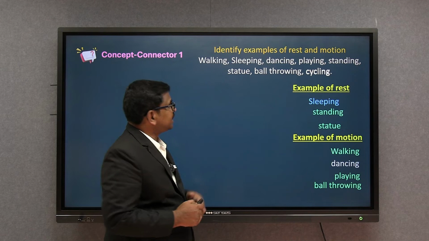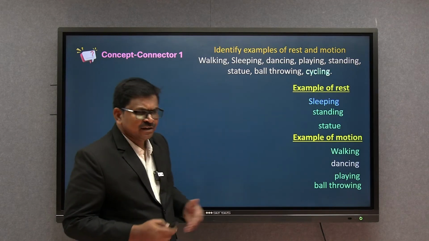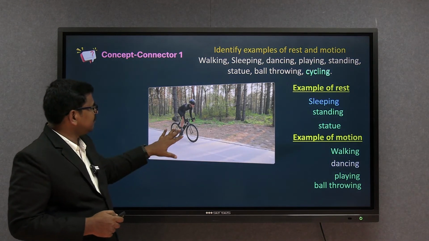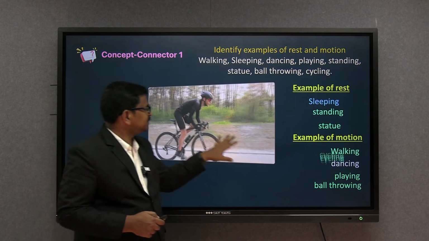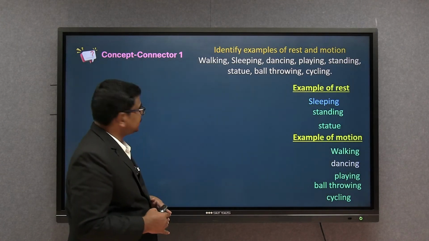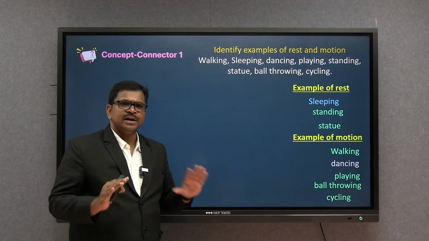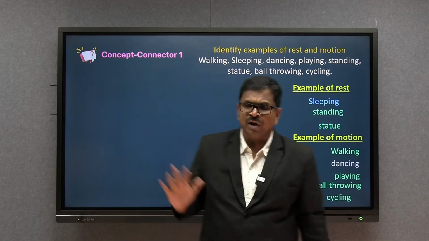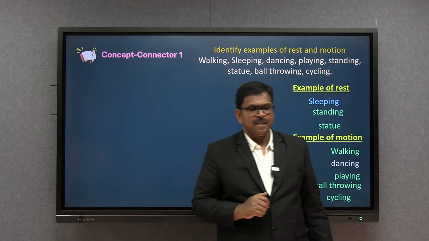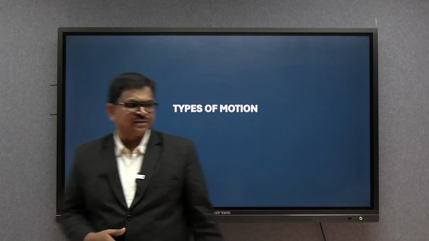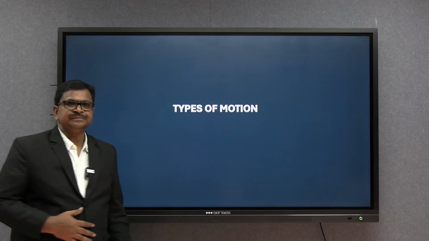Now the last activity is cycling. Cycling, you all experience in day-to-day life. Cycling involves continuous movement, right? So that is why cycling comes under motion. So my dear students, I hope you have understood about rest and motion, and also we have discussed one concept connector. Now it is time to go to the next major topic of today's session, that is types of motion.